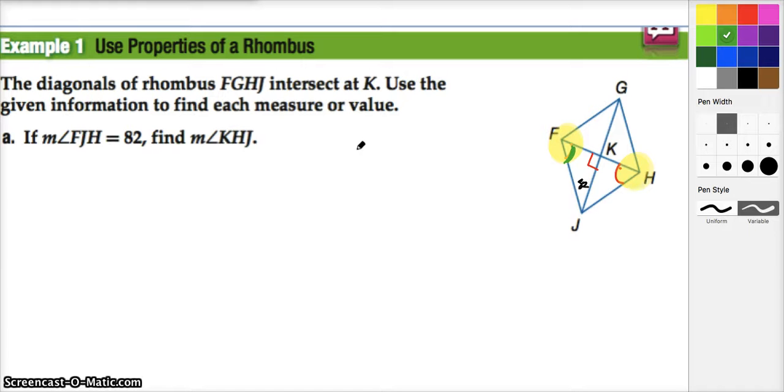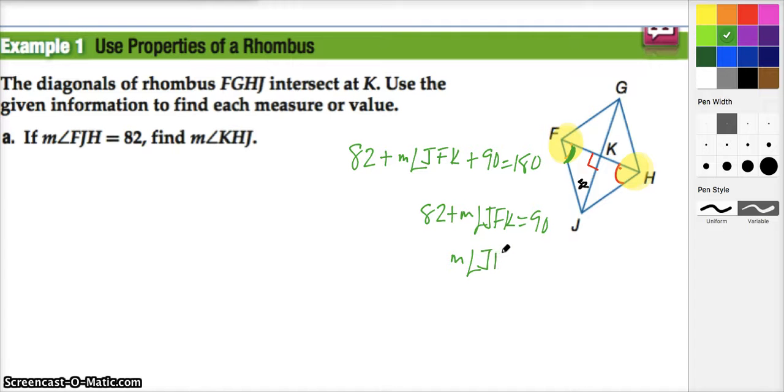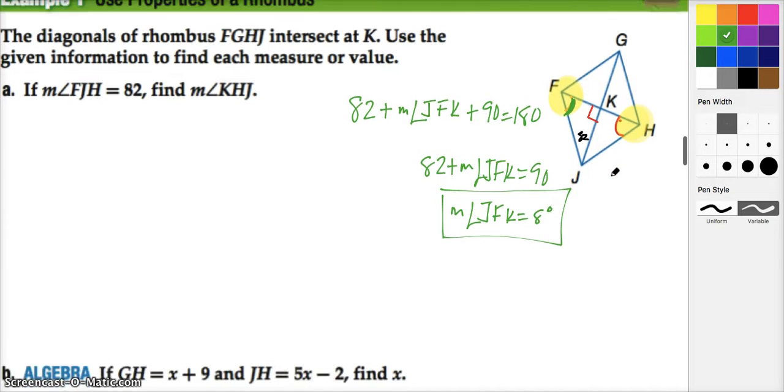I hope it does. So we know that 82 plus this mystery angle, angle JFK, plus the measure of 90 degrees, all that has to equal 180. I can subtract 90 from both sides, and then I get that 82 plus the measure of angle JFK has to equal 90, right? And then if I subtract 82 from both sides, I get that the measure of angle JFK is 8 degrees. Does that make sense? It doesn't look like it in this picture, but given the detailed information that we got, that absolutely has to be the case.